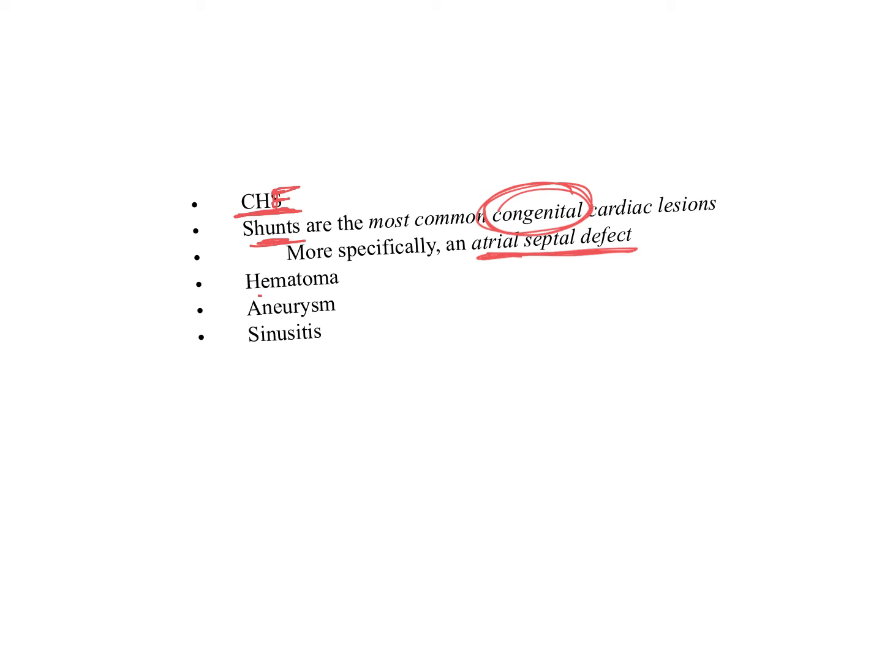A hematoma is a collection of extravasated blood that's usually been coagulated. If we're talking about an epidural hematoma, it's going to deal with arterial bleeding, and then a subdural hematoma deals more with venous bleeding. An aneurysm, that's going to be a localized dilation of an artery, and it most commonly involves the aorta, and especially the abdominal portion of the aorta. And then finally we have sinusitis, which is an inflammation of the sinuses.